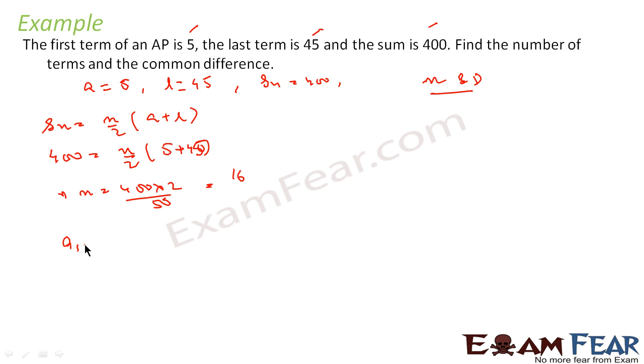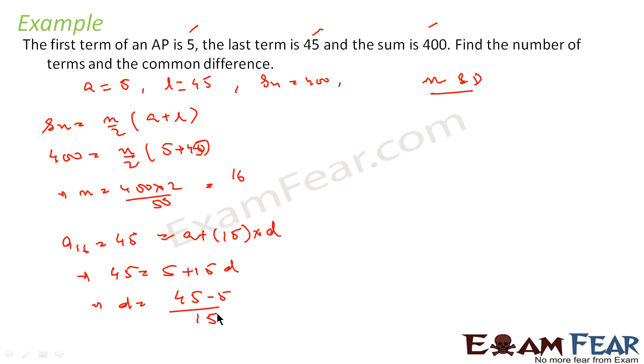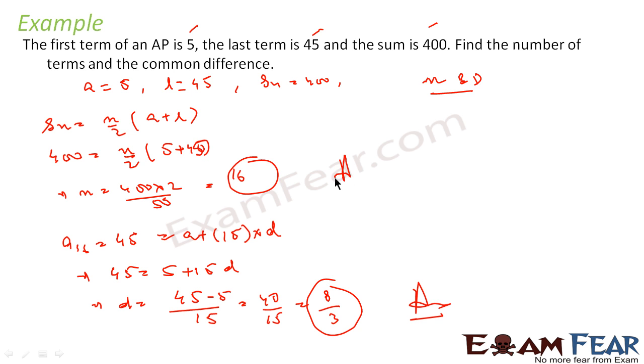We have got the value of n. n is 60, right? Now we have to find the value of d. So a16 is equal to 45, because l is 45, and that is nothing but a + (n − 1)d, that is 15d. Or 45 = 5 + 15d, or d = (45 − 5)/15, that is 40/15, which is 8/3. So d = 8/3 and n = 60. That is my answer.